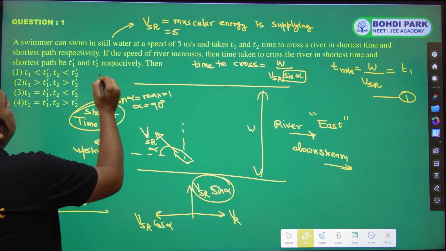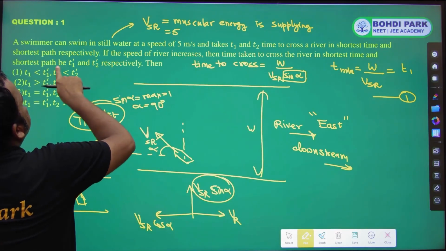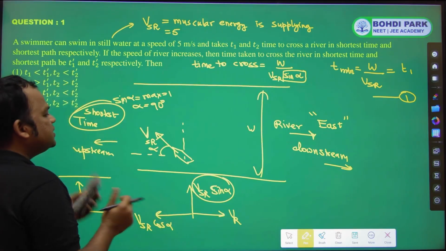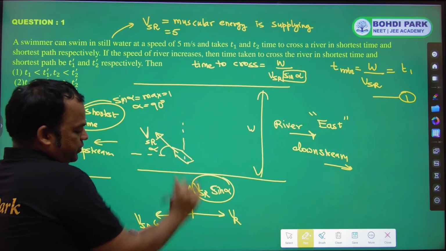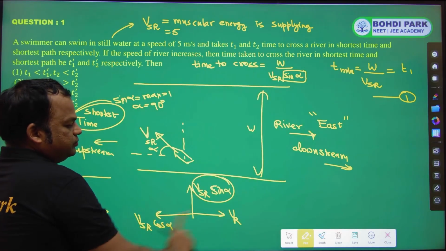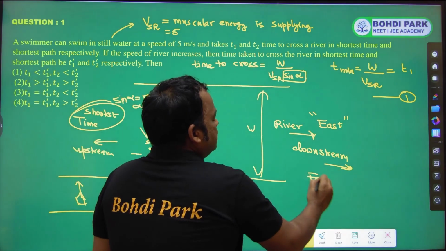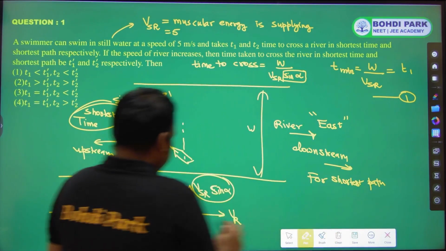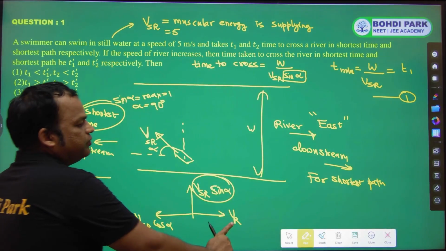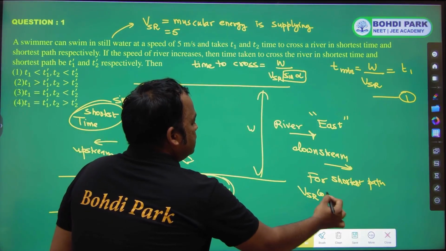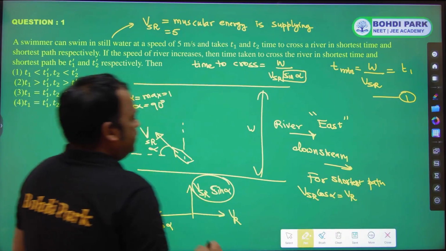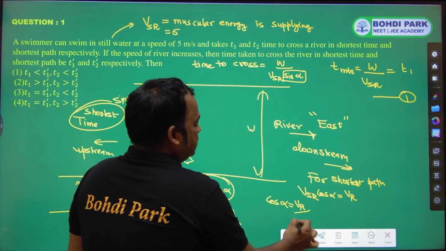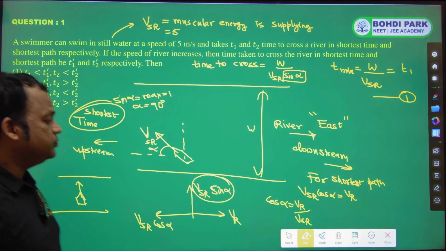Now to cross the river in shortest path, the boat should point such that it will go perpendicular to river. So these two velocities should be equal. For shortest path, VSR cos alpha is equal to VR. So cos alpha is equal to VR by VSR.